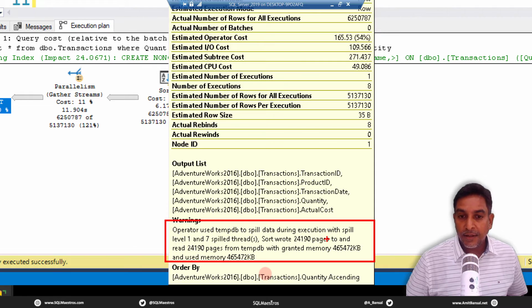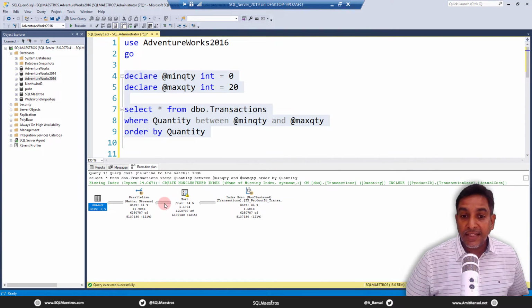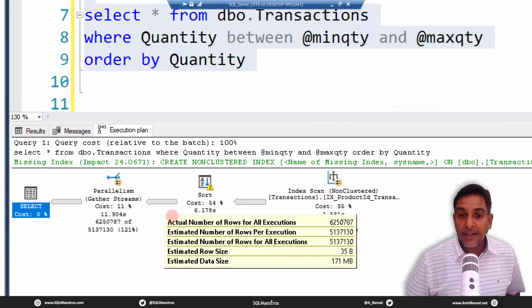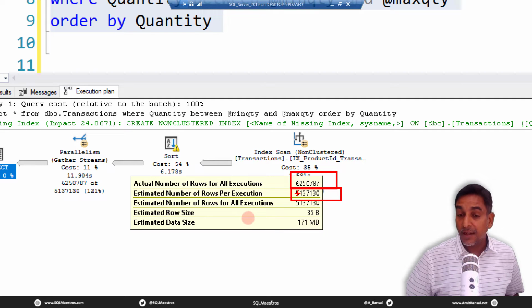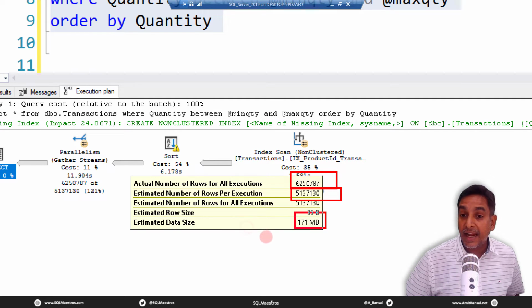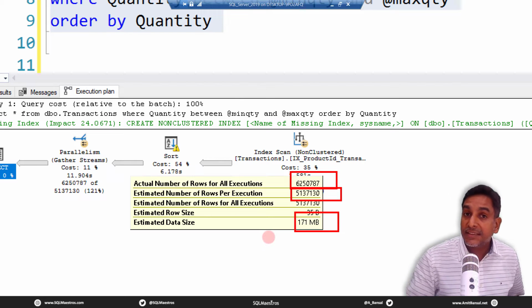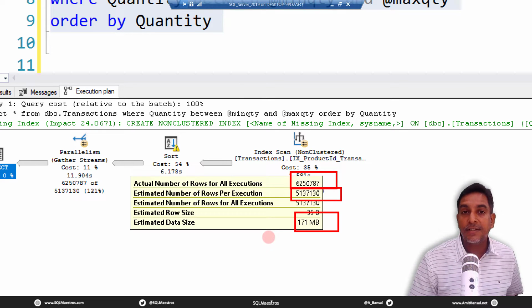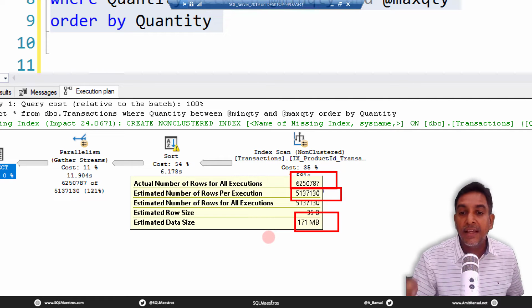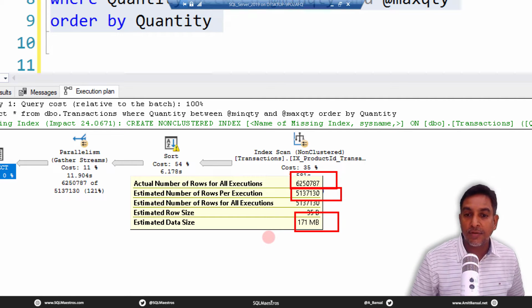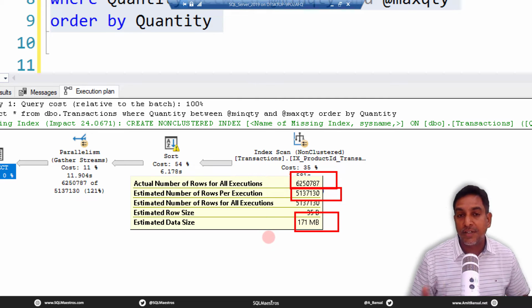Now let's close this and let's look at the estimations now. So now you can clearly see that the actual number of rows returned are way more than estimations. But look at the estimations, the number of rows that were estimated and the data size. These numbers are the same as what you saw earlier, and I just want to reiterate that because we are using local variables here, SQL Server will always apply a default guesswork and these numbers are going to be the same. But of course now SQL Server has this mismatch of actual versus estimated.